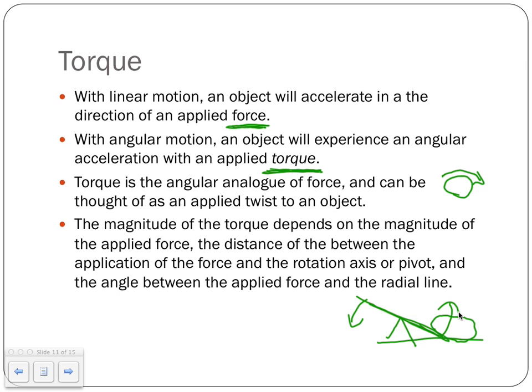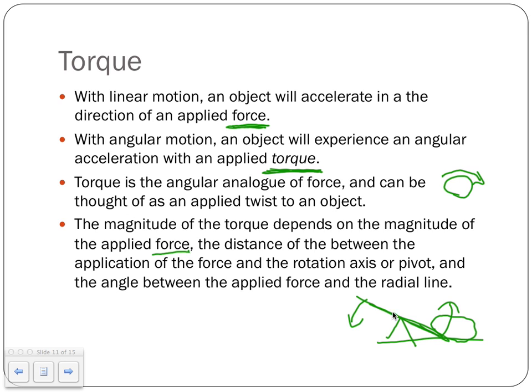So the magnitude of the torque depends on really three things. It depends on, one, the magnitude of the applied force. Anytime you have a torque, as we said, you have to have some force involved, and so the bigger the force, the bigger the torque. The second one is the distance between the application of the force and the rotation axis, or pivot.